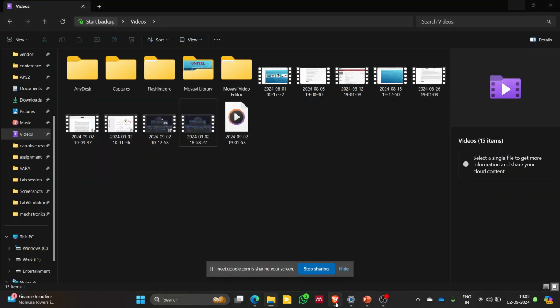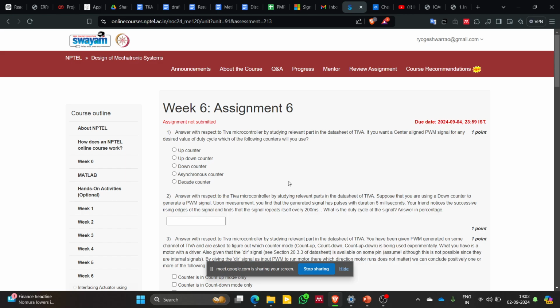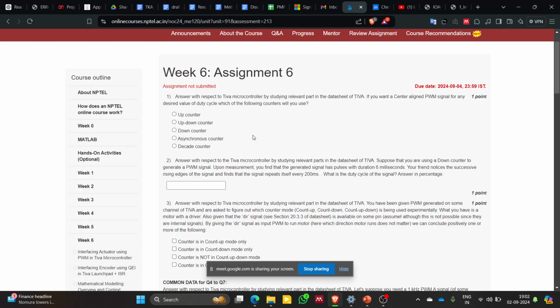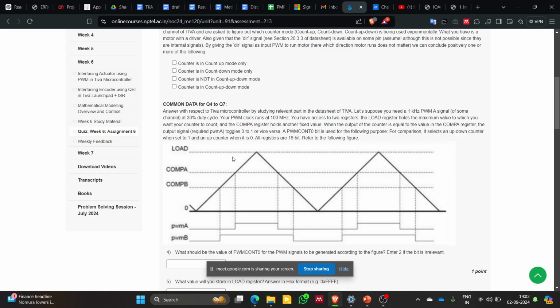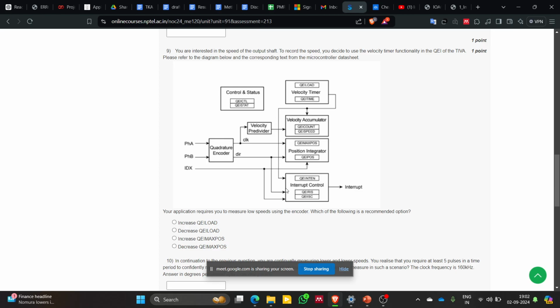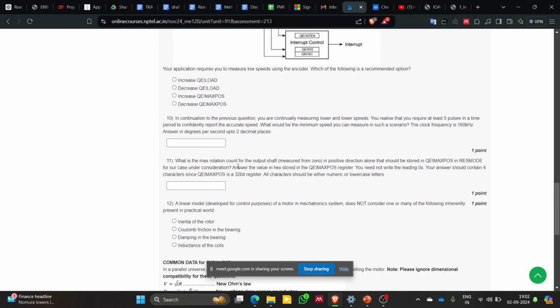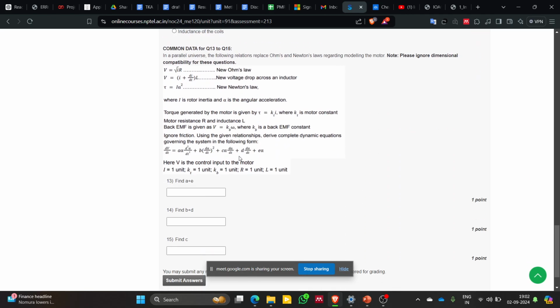Everyone. First of all, let's look into the questions given in assignment number 6. As you can see, there are some multiple choice questions, and most of them are numerical based. I will solve one of them, not the same problem, but with different data, to show how to solve this kind of question. I will solve one example problem so that it is easy for you to solve this kind of question.